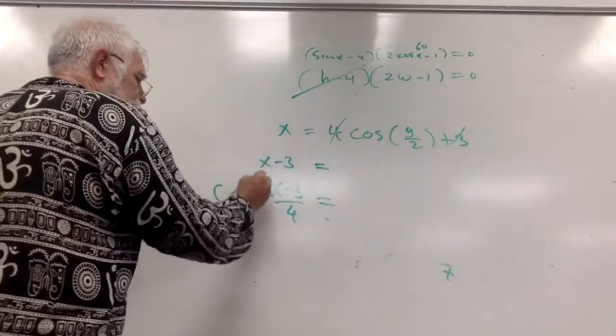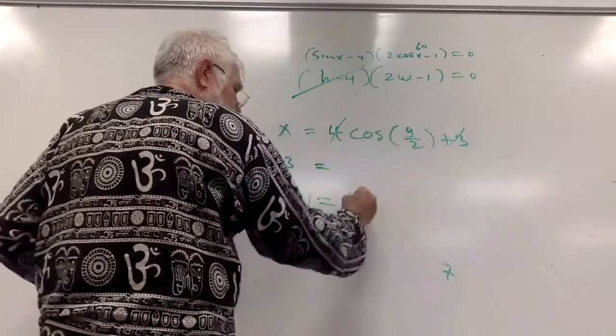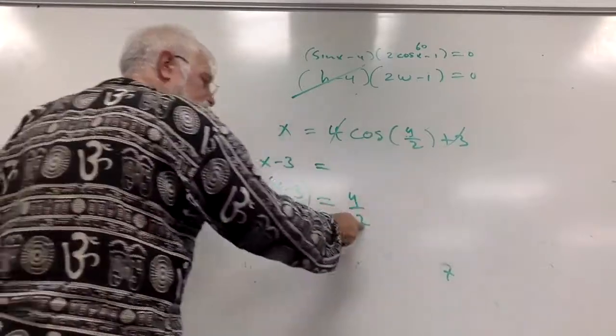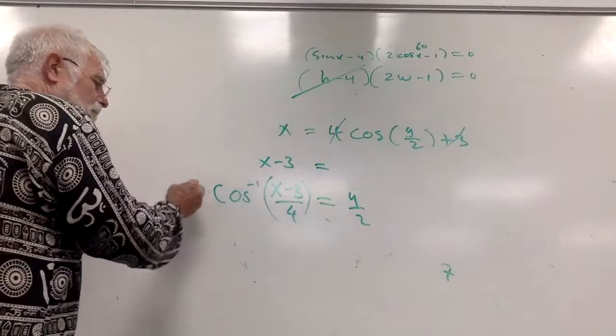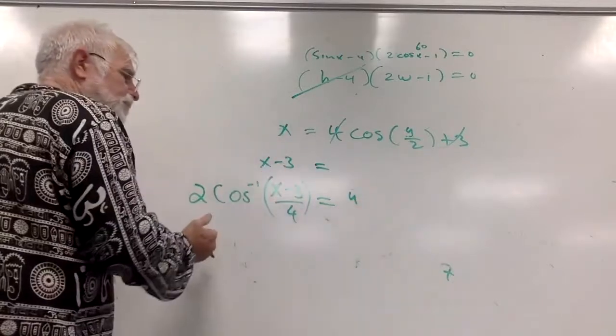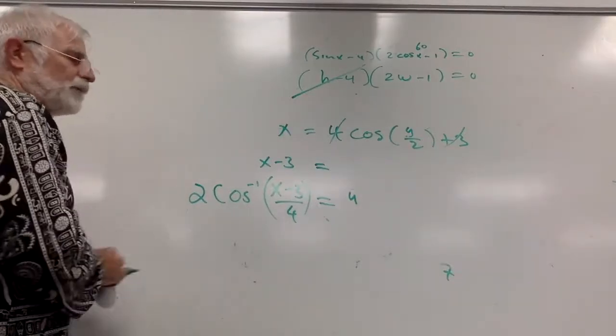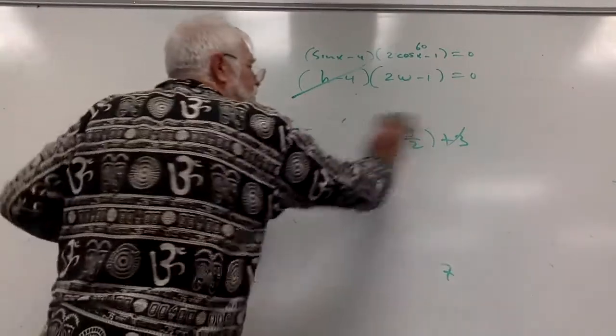What's the inverse of cosine? Arc cosine. This is now a ratio giving me this angle, y over 2. What's the inverse of division by 2? Multiplication by 2. And now I have a new function. That's the inverse of the original. Okay? We could check it with a number, but I'm tired. We'll do that another time.